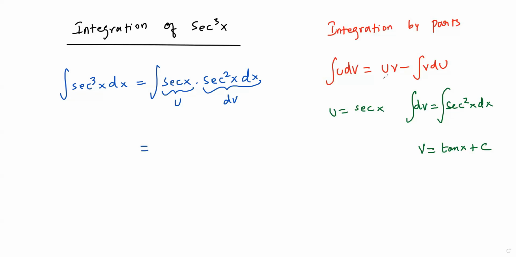Okay, now I know what is u, what is v, but still I have to know what is du. Here I know what is u. From u, if I want to get du, I have to find the derivative on both sides with respect to x. If I find the derivative of u with respect to x, I'll be getting du over dx, and the derivative of secant x is secant x times tan x. So if I want to get du, I have to multiply both sides by dx, and I'll be getting secant x times tan x times dx.